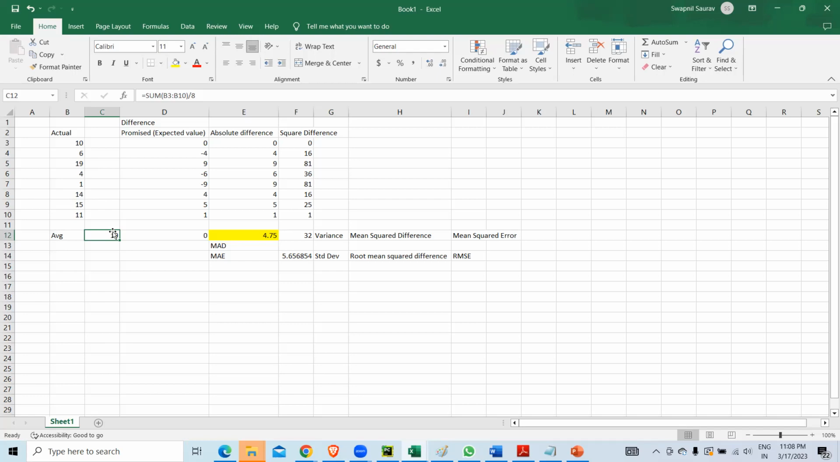So what is that value 5.65? Standard deviation, that is your standard deviation. So are we saying that on average, the estimated difference is 5.6? So for every process, individually you have 10, difference of 0, difference of 4, 9, 6, 9, 4, 5, 1. This is individual difference.